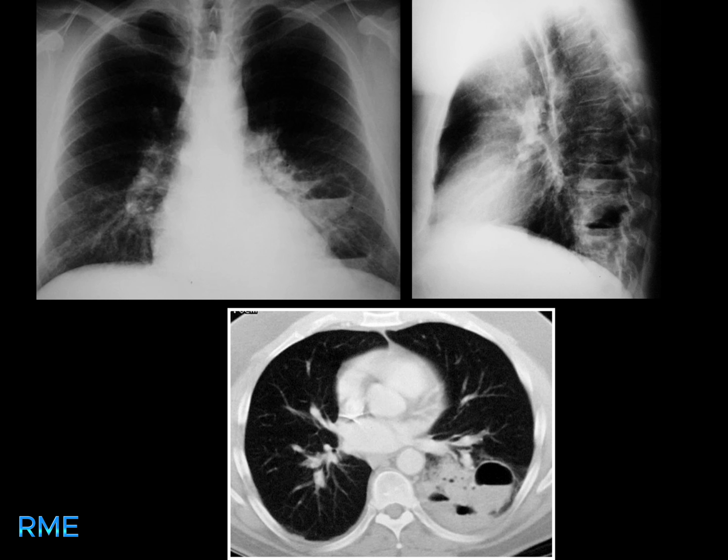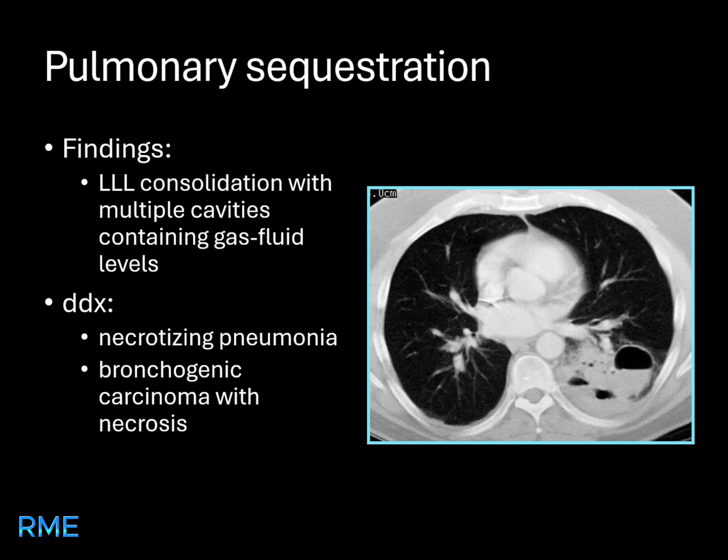What do you see in this image? Here I see left lower lobe consolidation with multiple cavities containing gas fluid levels. These findings are characteristic of pulmonary sequestration. Differential diagnoses include necrotizing pneumonia and bronchogenic carcinoma with necrosis.